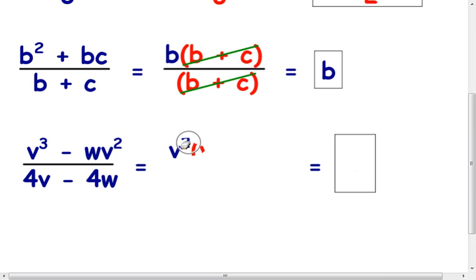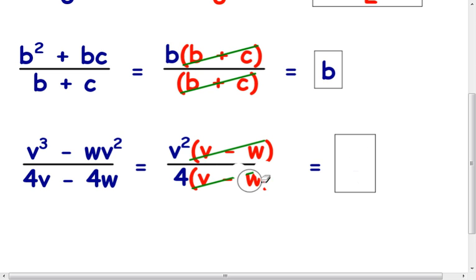You can take out v squared, because there's a v squared here, and there's a v squared within v cubed. If you times v squared by v, you're going to get v cubed. If you put a takeaway in, and then v squared times w will give you this part here. Okay, on the bottom, if you take out a 4 as a common factor, you're going to get a v minus w.